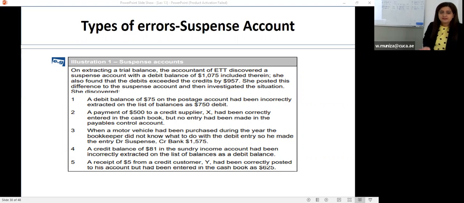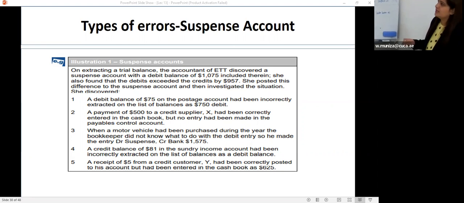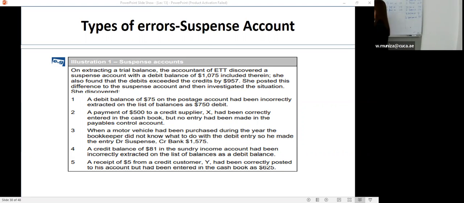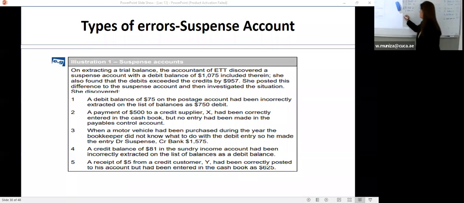What are we going to do now? We are going to give the double credit now. Got it? We should have credited it, but wrongly we have debited the sundry income account. So what we are going to do is give a double credit to it. A credit balance of 81 in the sundry income account has been incorrectly extracted on the list of balances as a debit balance. So we are going to credit the sundry income account with the double amount, that is 81 plus 81, which is 162. And debit would be suspense account, 162. Any confusion up to here, students? We are on the fourth one. Yes, this is the fourth one.